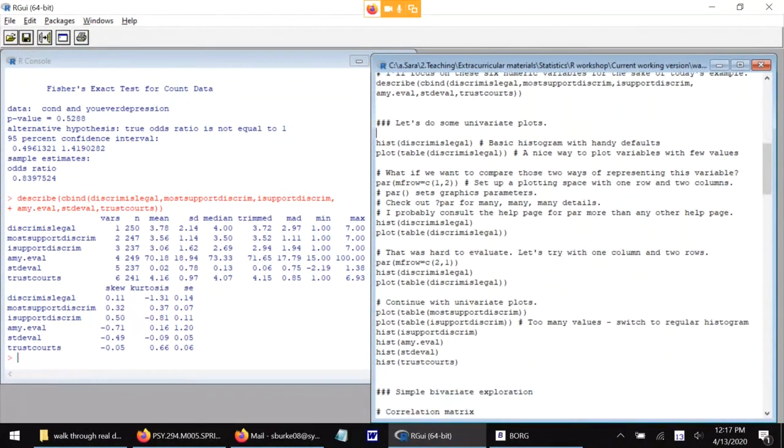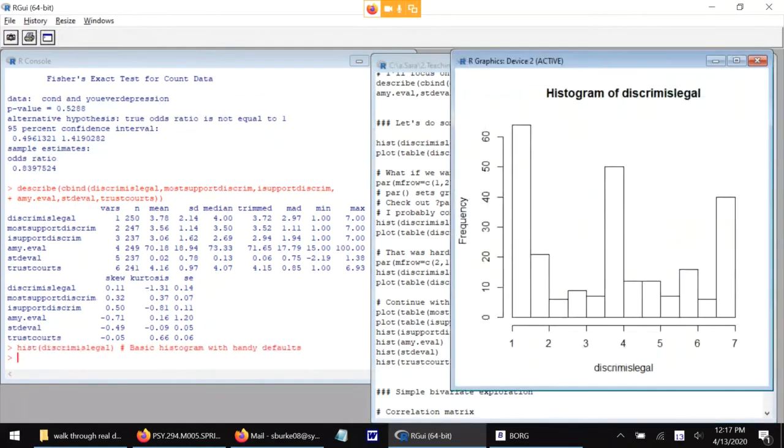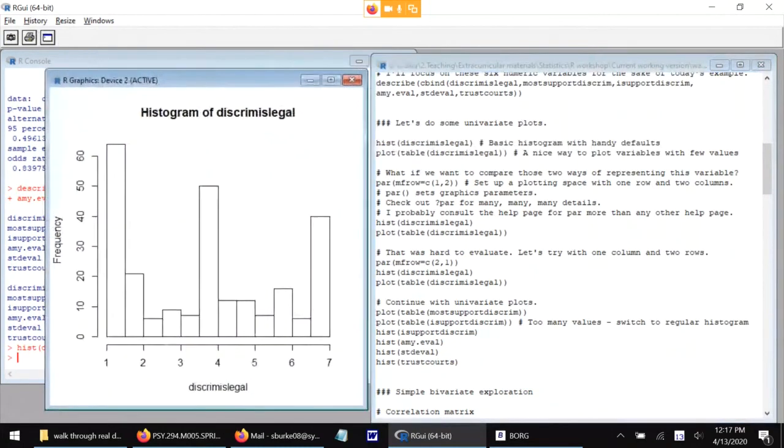I'm going to show you some quick plots. So this question, discrim is legal, is kind of like a manipulation check. It just asks participants whether they think the form of discrimination described in the story is actually legal or not. The judge in the story told them whether it was legal or not, but of course they might not believe the judge or agree with them. So here's a histogram of that information.